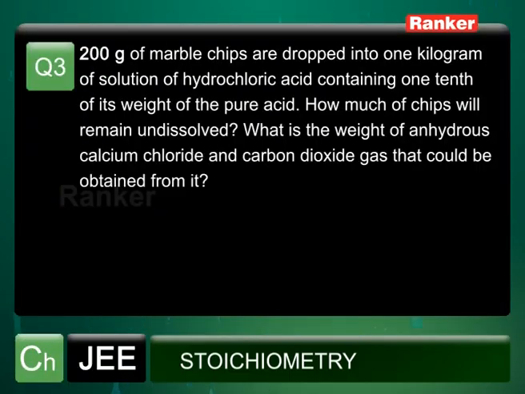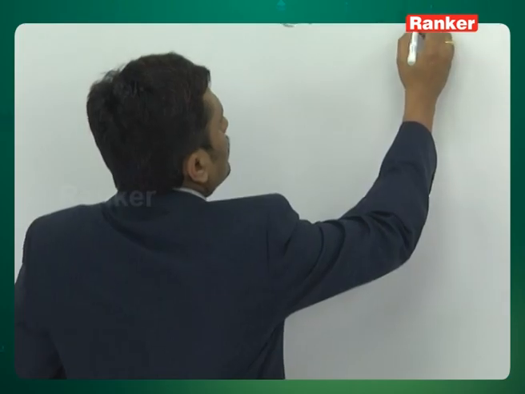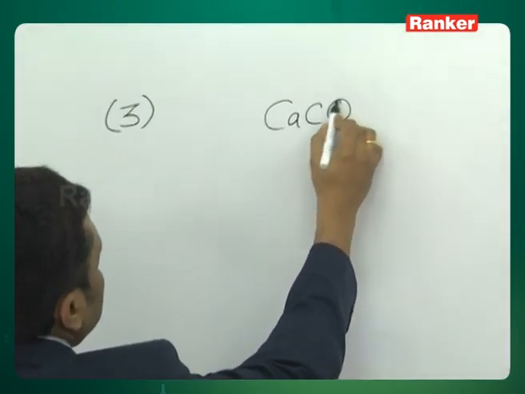In the third problem, we have taken 200 grams of marble chips which are dropped into 1 kg of solution of hydrochloric acid, which contains only 1/10 of its weight as pure. You have been asked to find how much of the chips will remain undissolved, that is the weight of CaCO3 remaining undissolved, and what is the weight of anhydrous CaCl2, the product obtained, and carbon dioxide gas also.